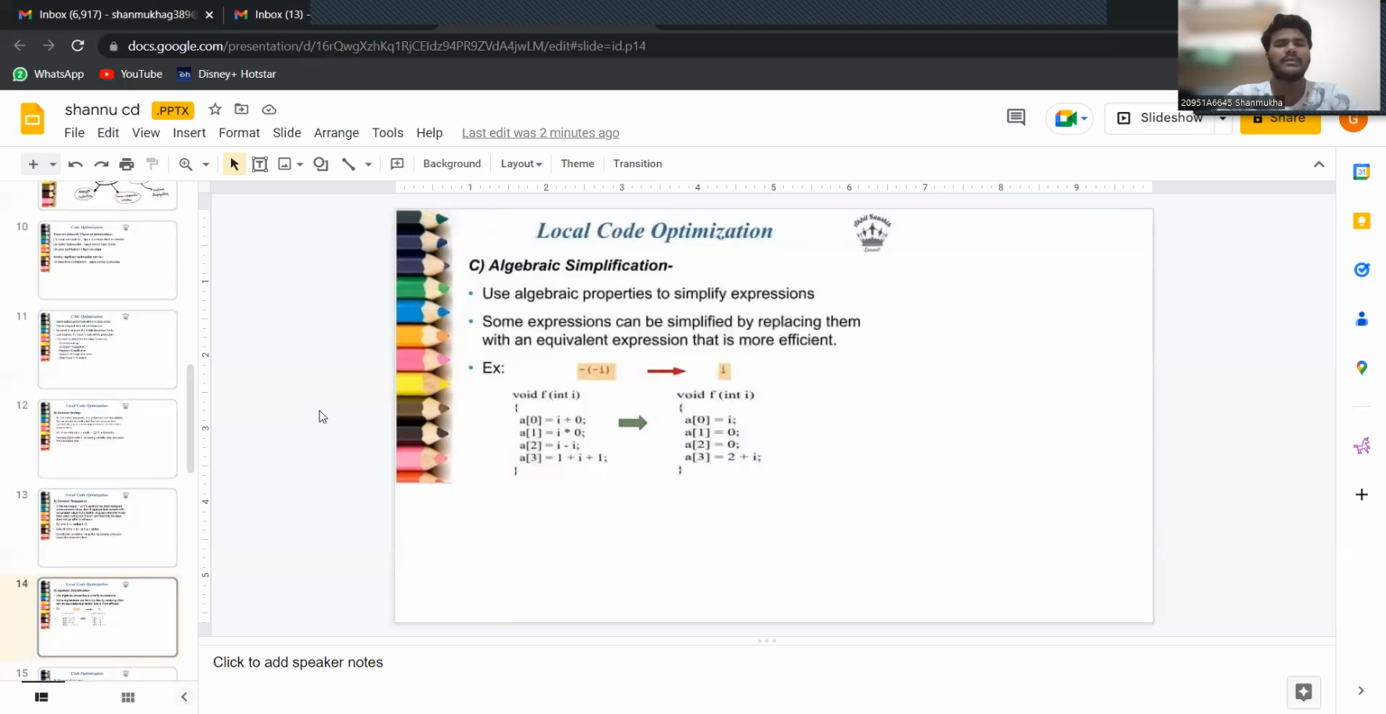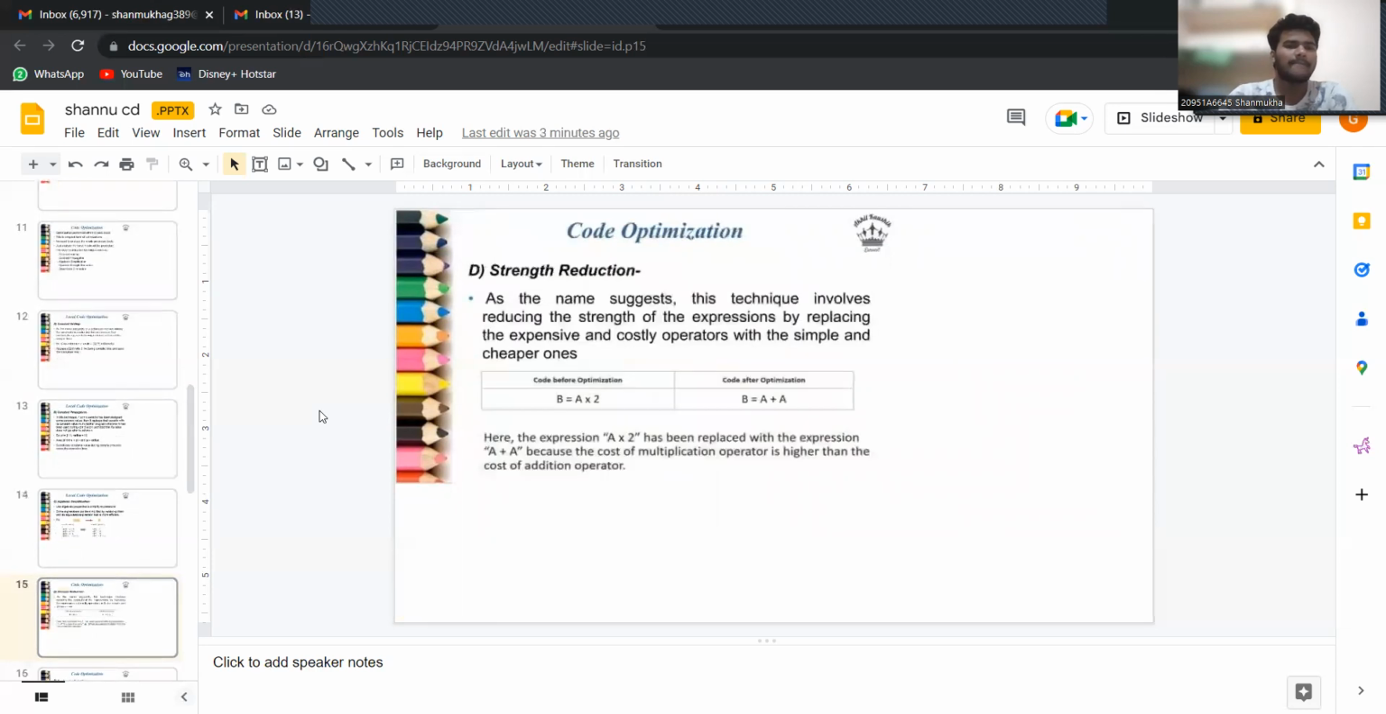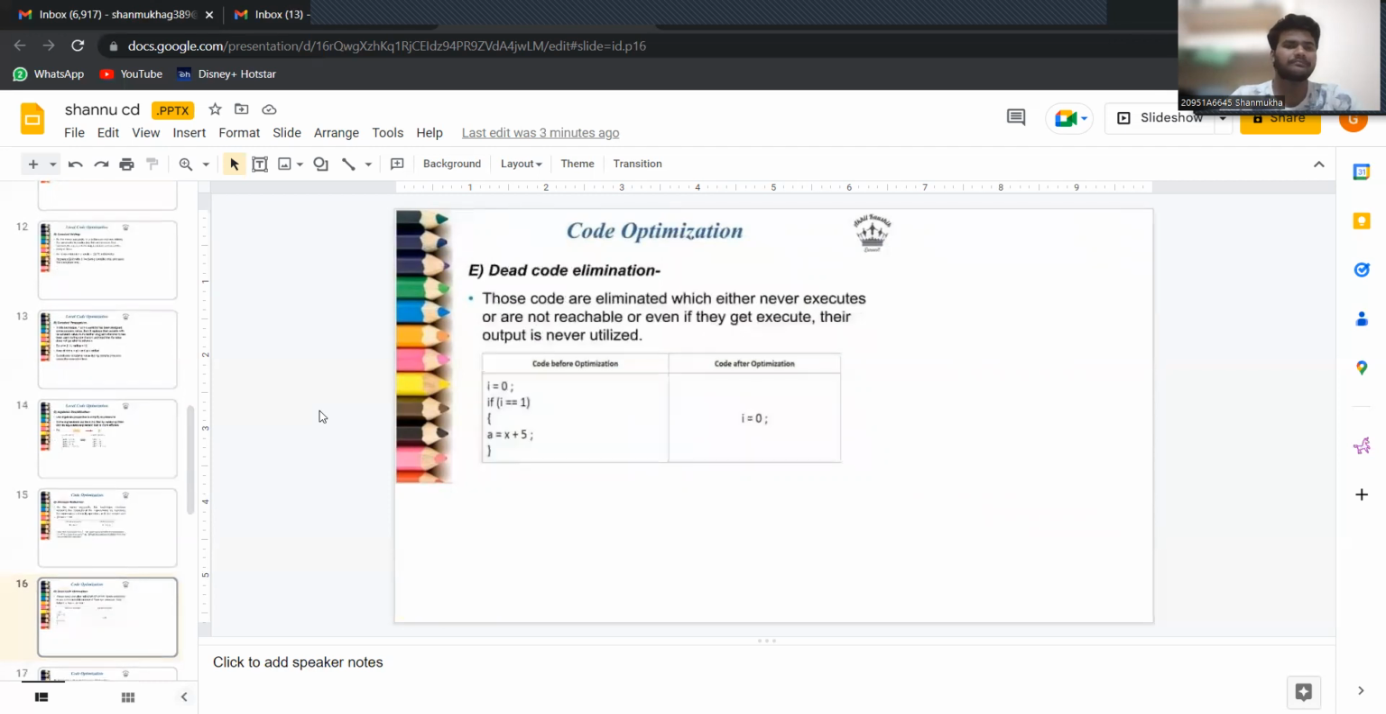Algebraic simplification: use of algebraic properties to simplify expressions. Some expressions can be simplified by replacing them with equivalent expressions that are more efficient. You can see the example over here. Strength reduction: as the name suggests, this technique involves reducing the strength of the expressions by replacing the expensive and costly operators with simple and cheaper ones.